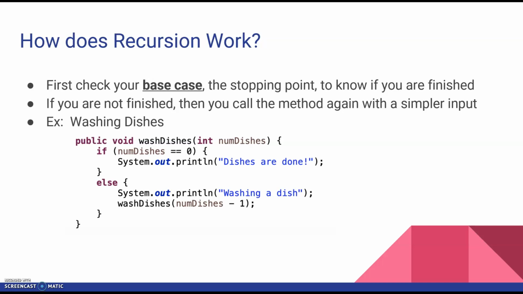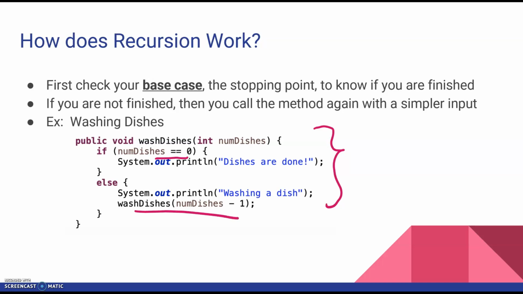A common example I like to have people think about is washing dishes. For example, if you have a sink full of dishes and somebody says, "How do you know when you're done?" Well, the simple answer is when the sink is empty. So you look in the sink, and if the number of dishes is 0, then you're done. If there aren't, then you wash a dish, and now you continue the process with one less dish to wash.